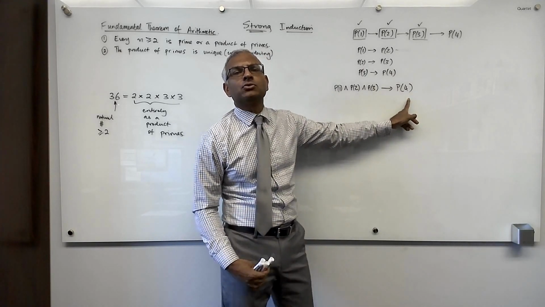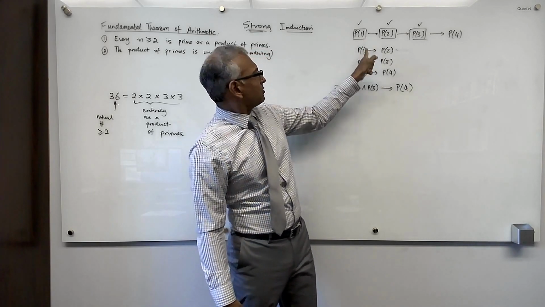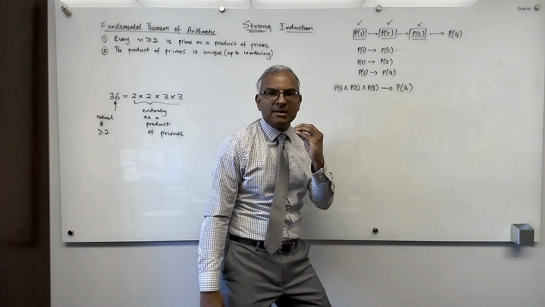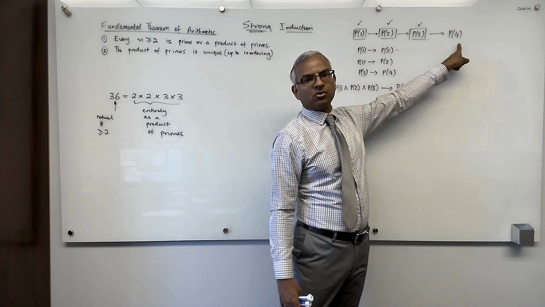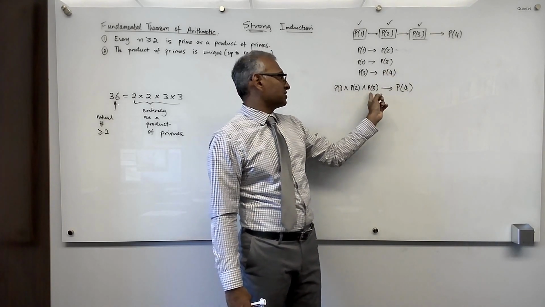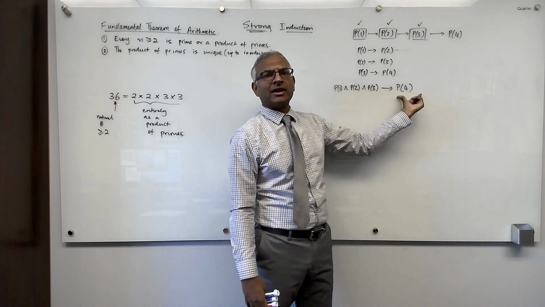Would we be able to conclude P of 4? And the answer is yes. Why? Because look, we know that P of 1 is true, P of 2 is true, P of 3 is true. At the time that we come to prove P of 4, we know that all these are true, and if all of these are true, then the AND is true. If the left-hand side is true, we can infer the right-hand side.